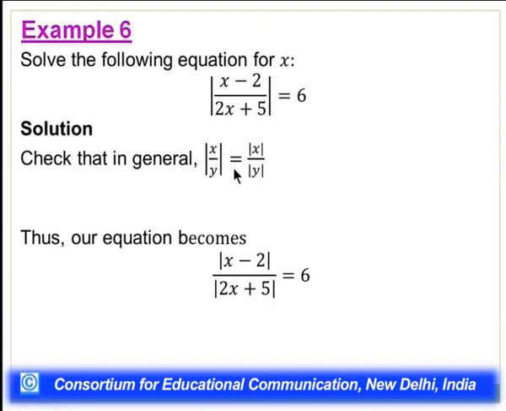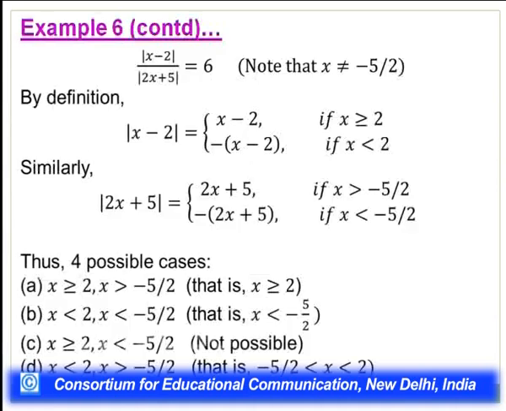And here also you can take four cases. You can take the case where x and y are both non-negative, the second case where x is non-negative but y is negative, the third where x is negative, y is non-negative, and the fourth where both x and y are negative. And you can check for yourselves that on both sides of this equation you will get the same expressions. So using this result, my equation simplifies to mod of x minus 2 divided by mod of 2x plus 5 is equal to 6. So this is the equation we're going to work with.